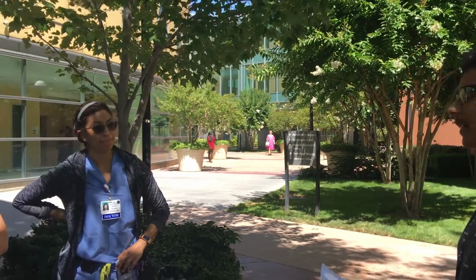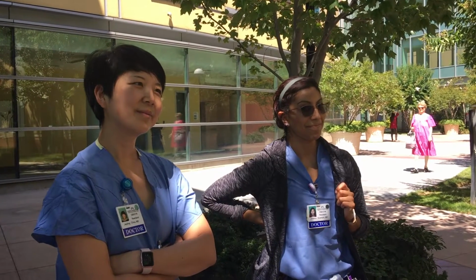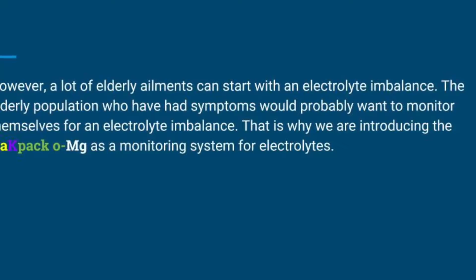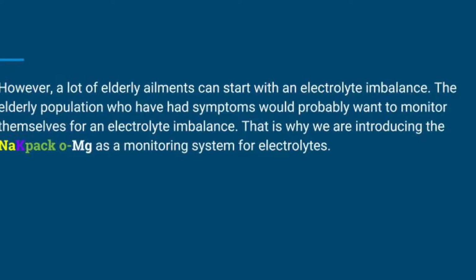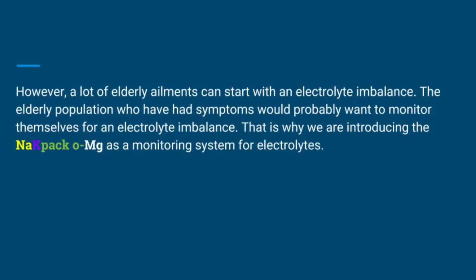So what are some organs that are most affected by the electrolyte imbalance? I would say the brain, the kidneys, and the heart. And is this preventable by regular monitoring? I think it's probably more preventable by just making sure that you eat a good diet and drink fluids and stuff like that. I don't think we need to monitor people who don't have any symptoms. However, a lot of elderly ailments can start with an electrolyte imbalance. The elderly who have had an electrolyte imbalance may want to monitor themselves in the future.